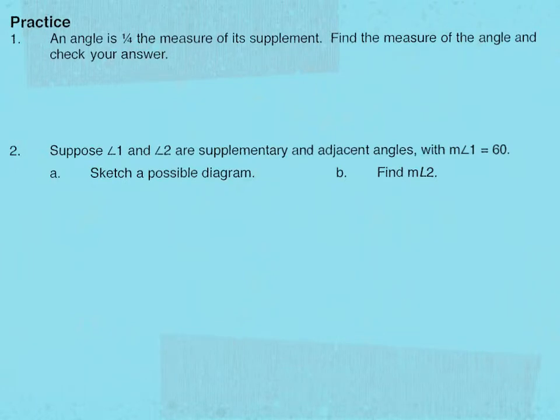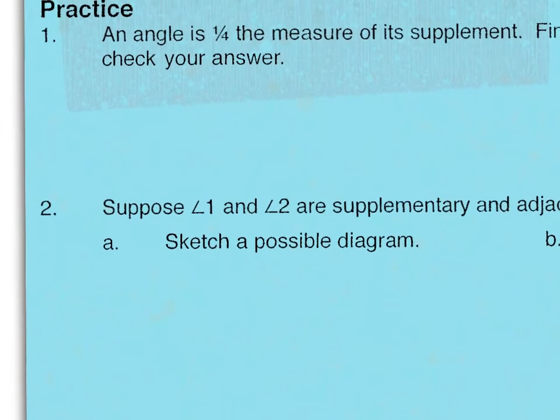An angle is 1/4 the measure of its supplement. Okay. So we have two things that we're talking about here. We have an angle. And we have its supplement. Let's talk about that word supplement for a minute. What does that sound like to you? Supplementary, yeah. So a supplement to an angle is like its partner that would make it supplementary.